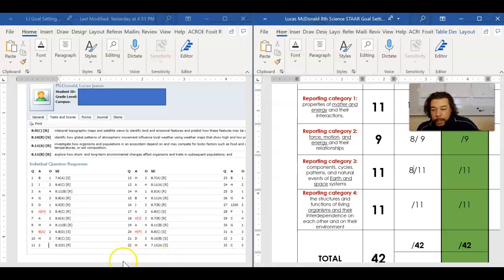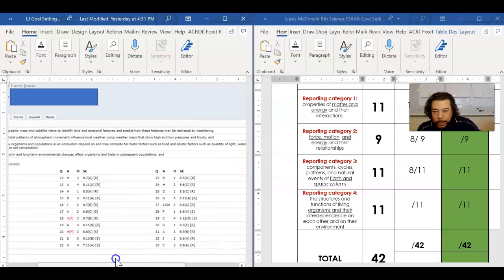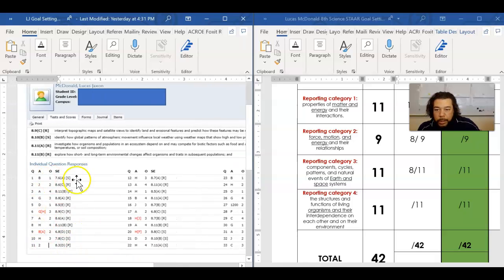And then finally, we'll take a look at this, and I'm going to double check again. Nope, those are only 4. Looking at reporting category 4, I don't see any questions that he missed, so he was 11 out of 11. Now, knowing what we know about reporting category 4, there is a lot of 7th grade stuff, a lot of 6th grade stuff that goes into it, particularly a lot of 7th grade stuff. So it's evident that he carried information on from last year, which is a good thing to see.